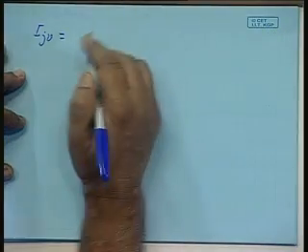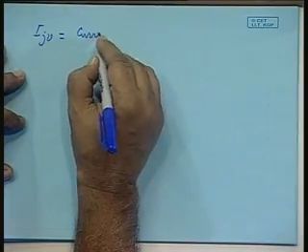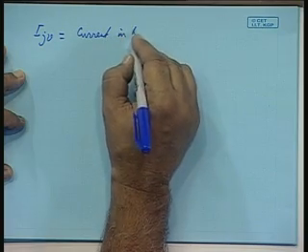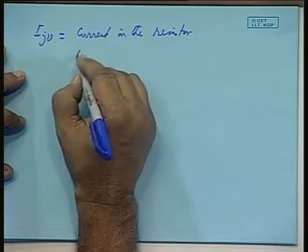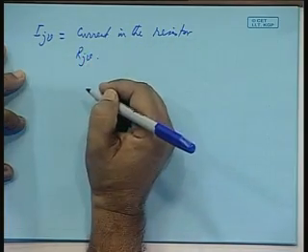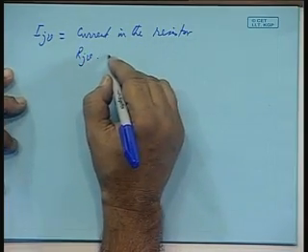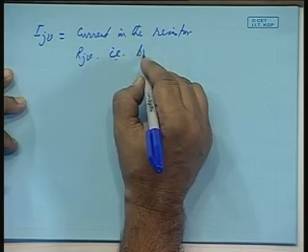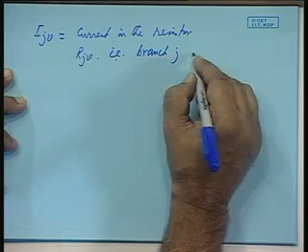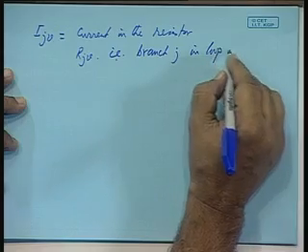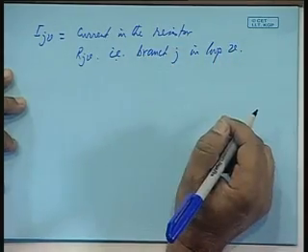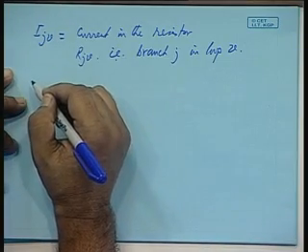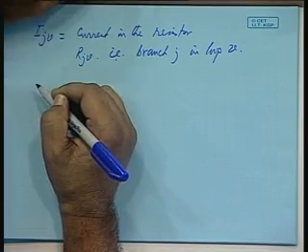So, we write IJV equal to the current in the resistor RJV, that is branch J in loop V. V is a particular loop, so we are considering any particular branch J and the corresponding current as IJV. Okay.